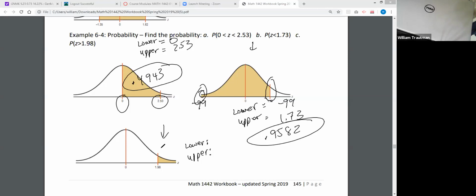So the lower is the far left, 1.98. And the upper is the far right, a positive 99. Infinity, which is a positive 99. Second vars, number 2, 1.98. And upper should be 99. Enter, enter, enter. And it says a small percentage is shaded, only about 2%. I get 0.239.